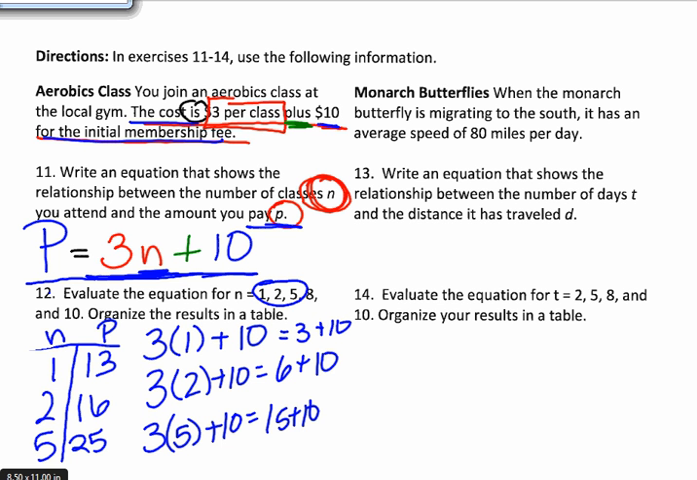Let's look at the next problem. I'll give you one more example. When the monarch butterfly is migrating to the south, it has an average speed of 80 miles per day. Number 13 wants us to write an equation that shows the relationship between the number of days, T, and the distance it has traveled, D. I'm seeing speed, which is rate. I'm seeing distance, D. I'm seeing days, which would be my time. So I'm seeing the equation distance equals rate times time.